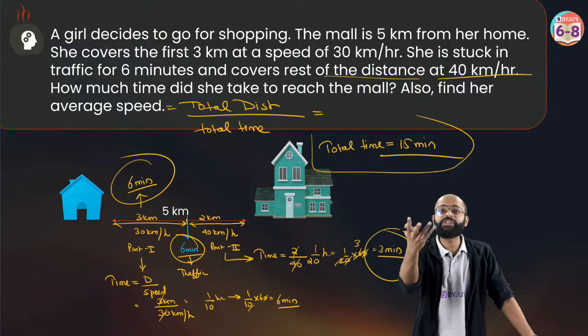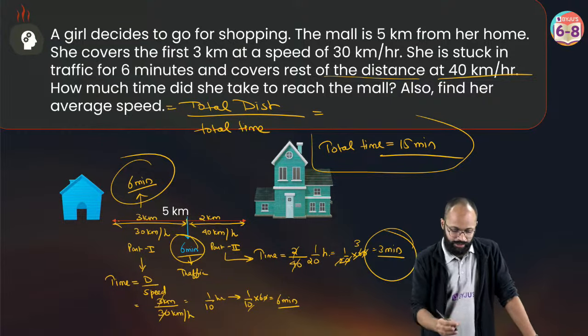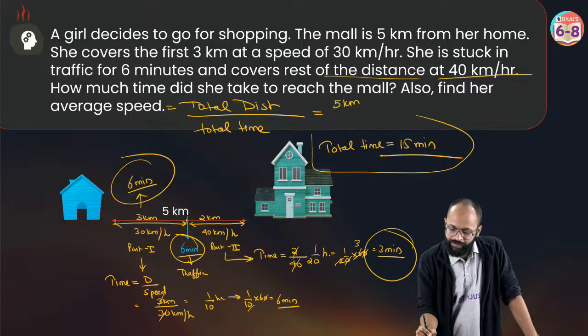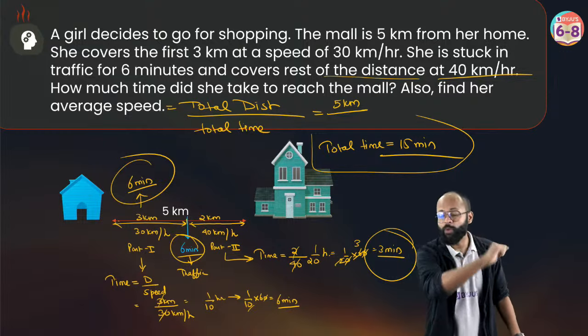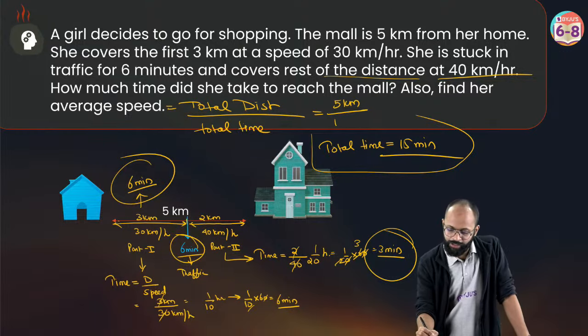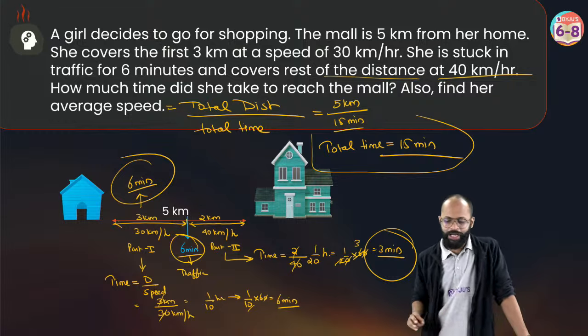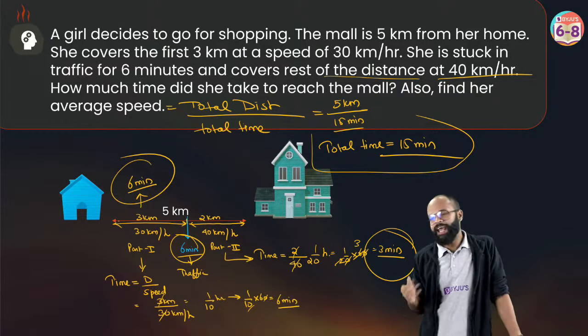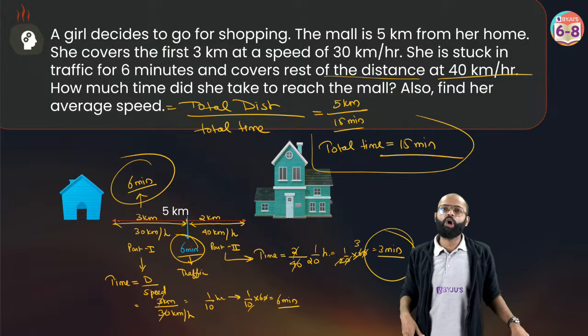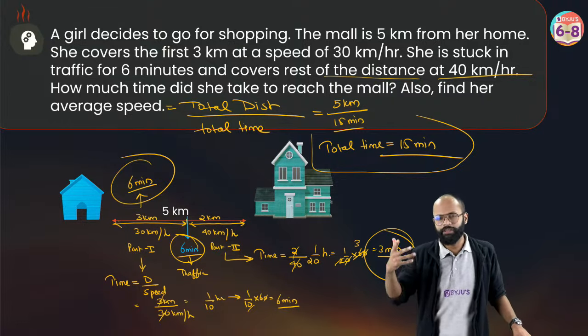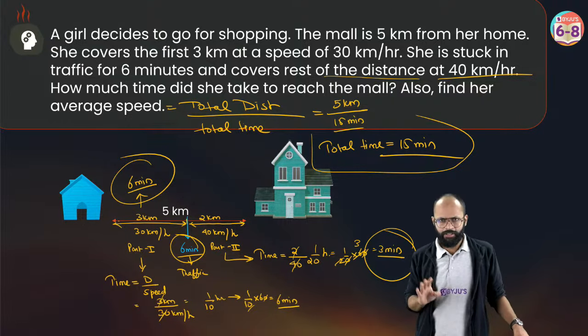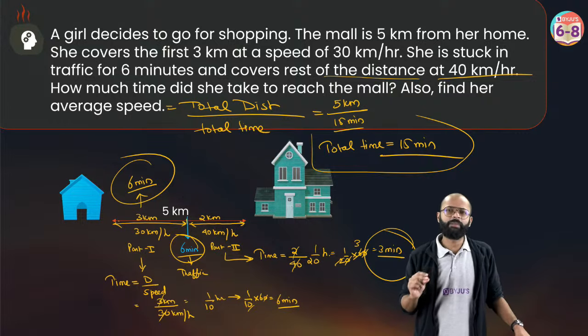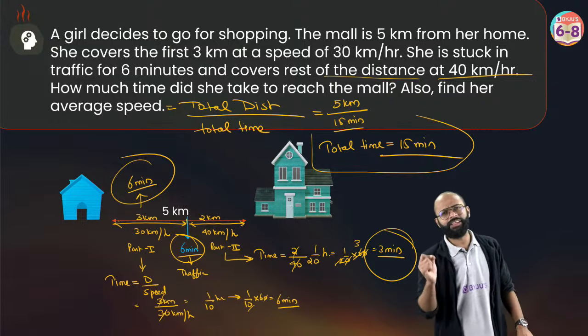Total distance covered is what? Sir, total distance covered is 5 kilometers. Total time is what? Sir, total time is 15 minutes. Right? Shall I answer 1 by 3 kilometer per minute? Or 0.3 kilometer per minute? Come on, tell me. Do you think the answer should be 0.3 kilometer per minute?